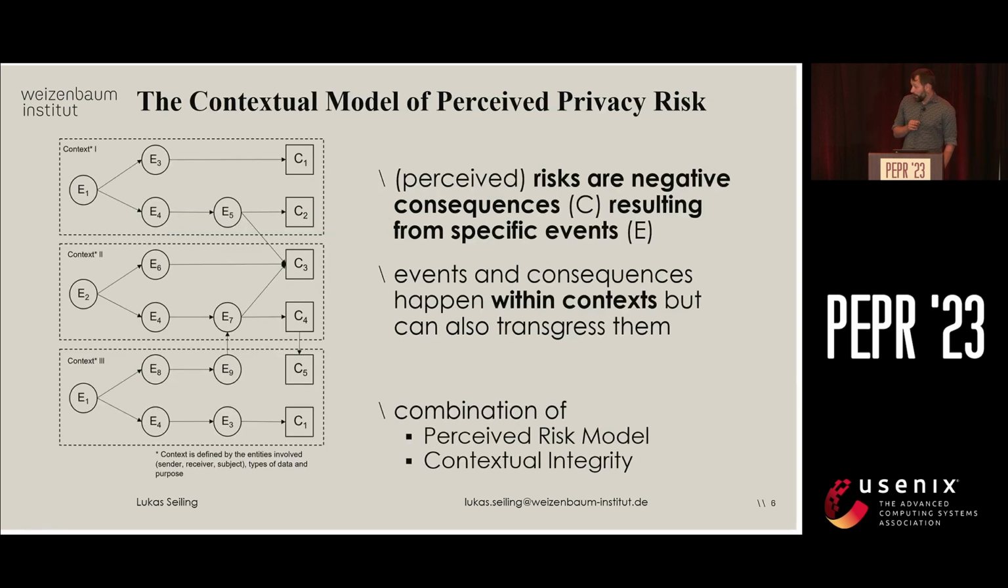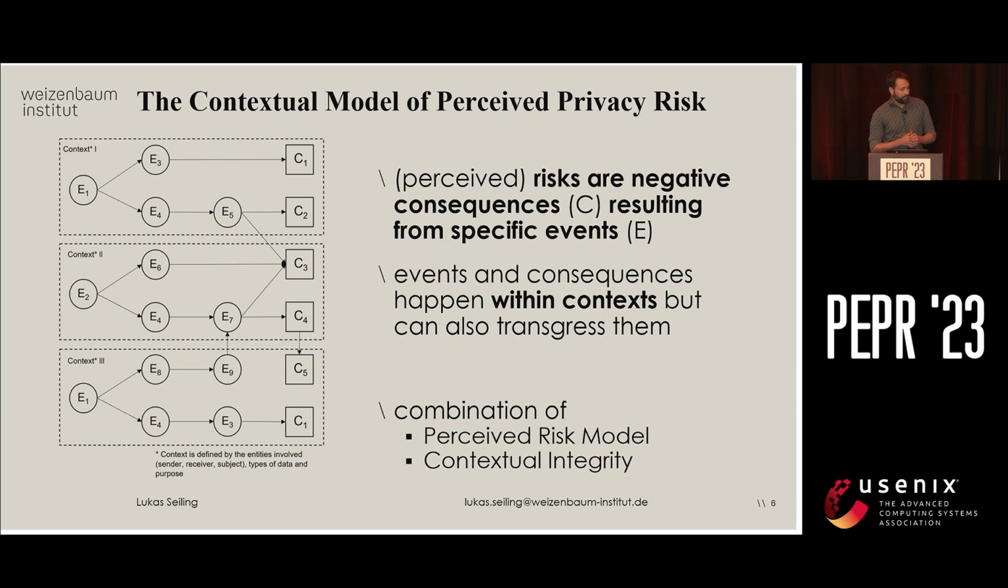And for this, we came up with the contextual model of perceived privacy. When I say we came up, it's probably a bit of an overstatement, because actually what we did was combine two models, like the model of perceived risk, which posits that consequences follow from events. So basically, a negative consequence is the result of multiple events happening. And then we borrowed from Weizenbaum's contextual integrity framework to nest these event consequence chains within contexts, right?